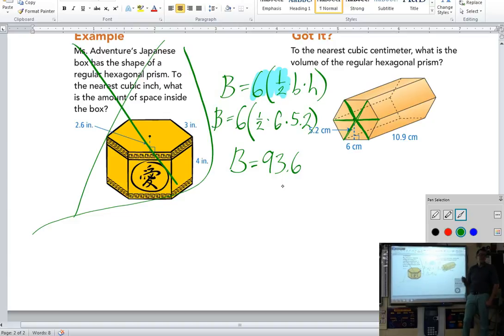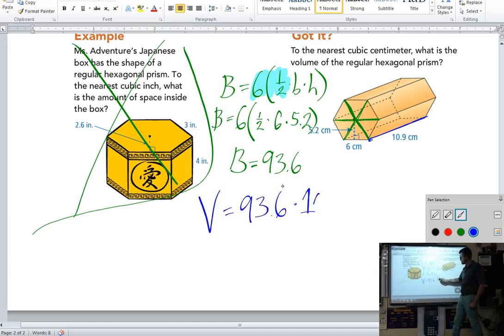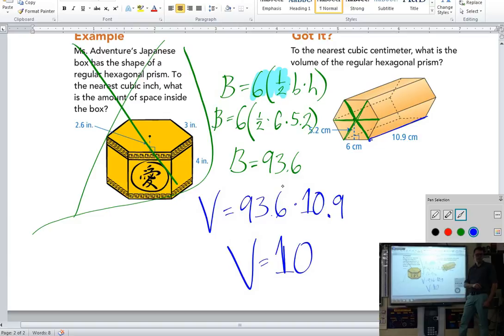Then, to find the volume here, you multiply it by 10.9, the distance between that we haven't used yet. And then that's 1,020.24. What is it rounded? It's 1,020 if you round. So, 1,020? Yes. Okay. Label? Centimeters cubed. Centimeters cubed.